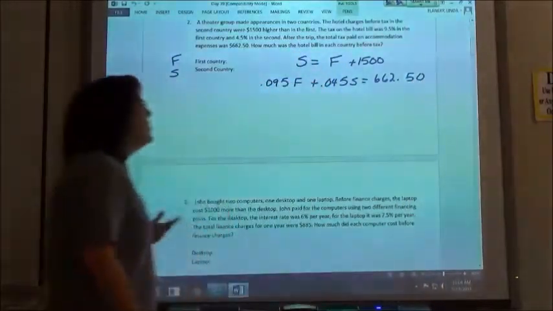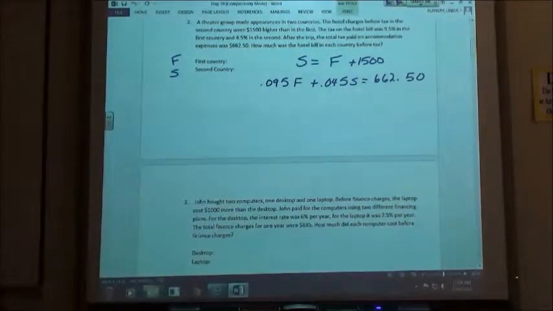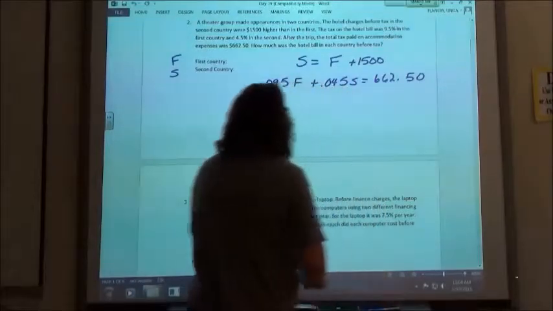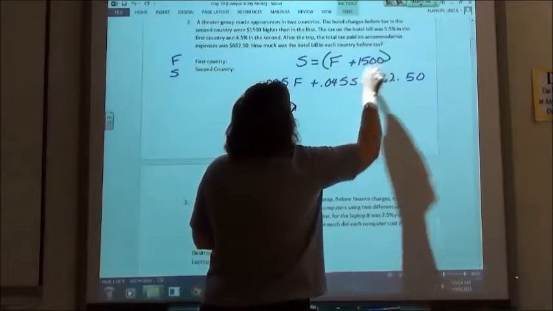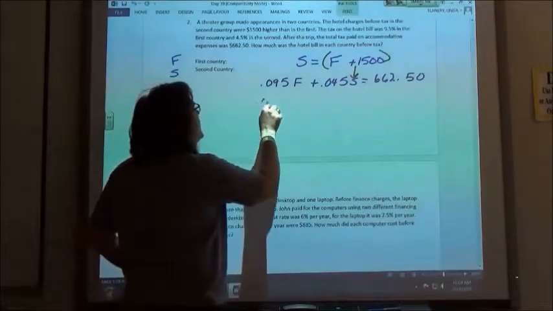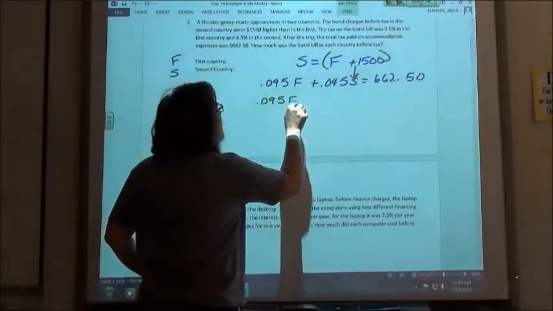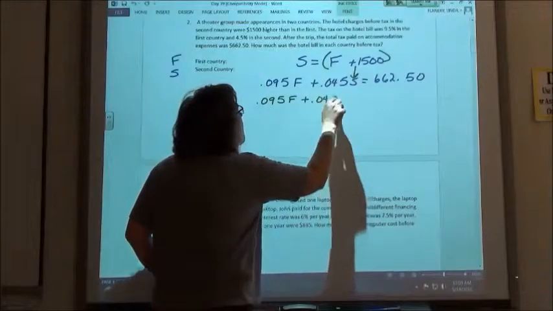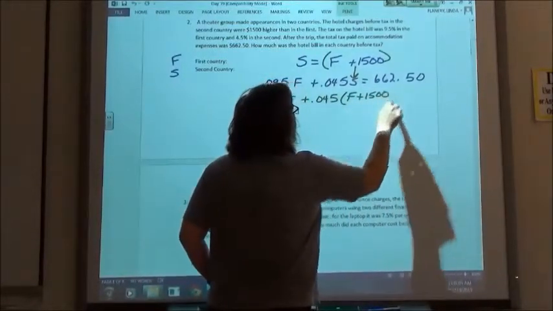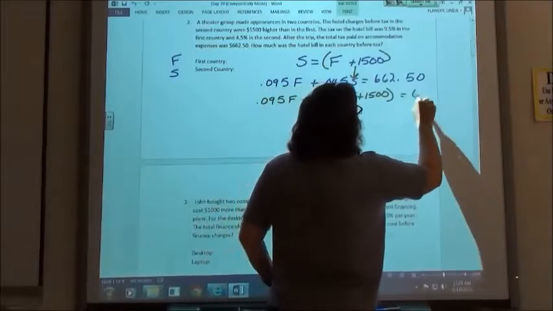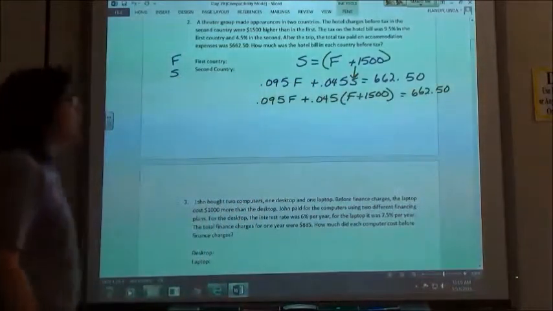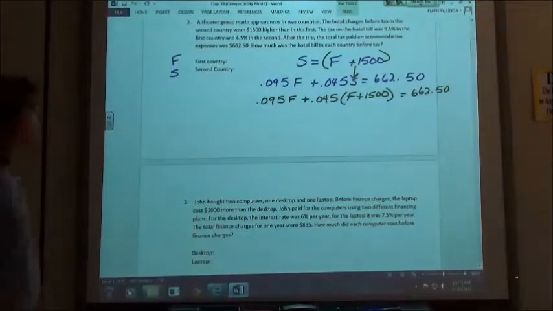$662.50. So it looks very similar to that previous one we did, except for we're adding this time instead of subtracting, but we are going to substitute in for the S on the second equation. So 0.095F plus 0.045 times F plus 1500 in place of our S equals $662.50. And then we have to use our distributive property.